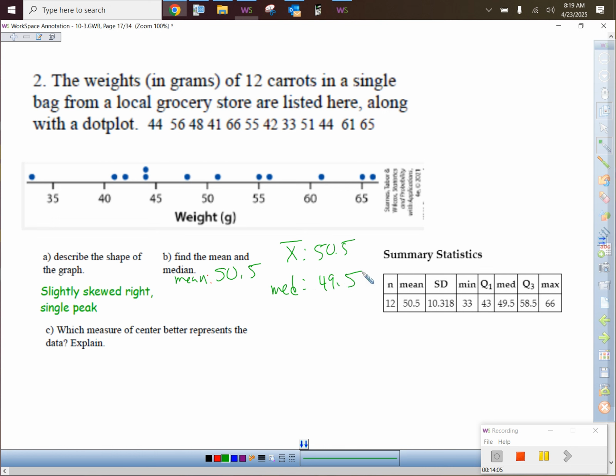Which one better describes this data? Here's how I rule with it. Was our data skewed?